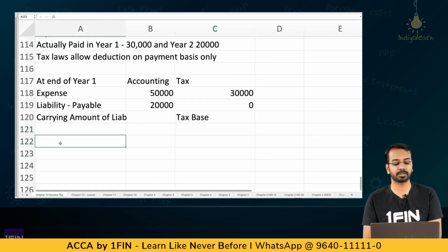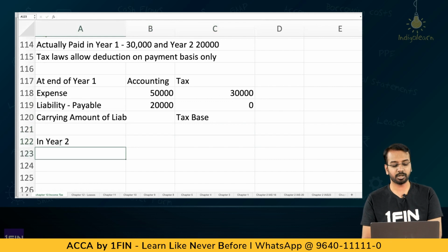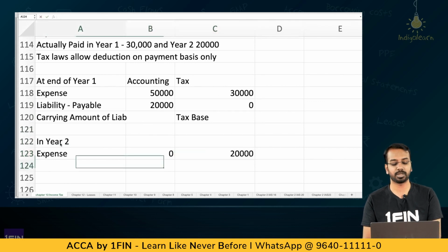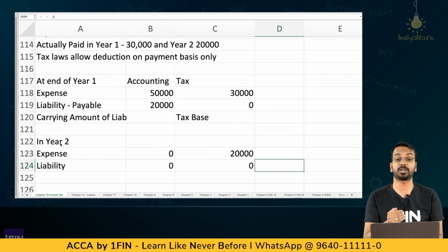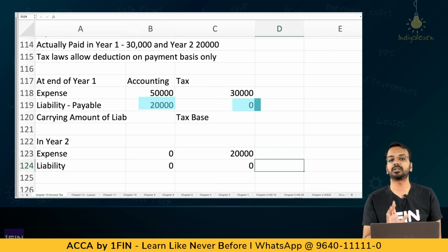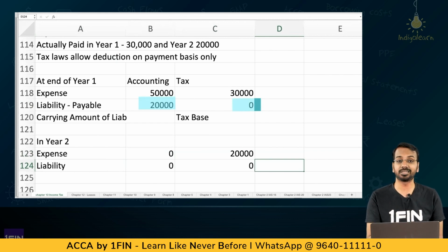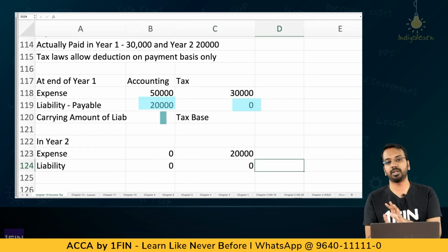Right. Now, in year 2, what happens? In year 2, expense for the same transaction for accounting is 0, for tax it is 20,000. Liability 0 and 0. Why 0? Because nothing else is payable in respect of that year 1 expense. Now here, what we will be learning is, the carrying amount of liability as per books and the tax base, there is a difference that results in a temporary difference. Right. Now, how to calculate deferred tax liability and deferred tax asset, that we will be dealing with subsequently.